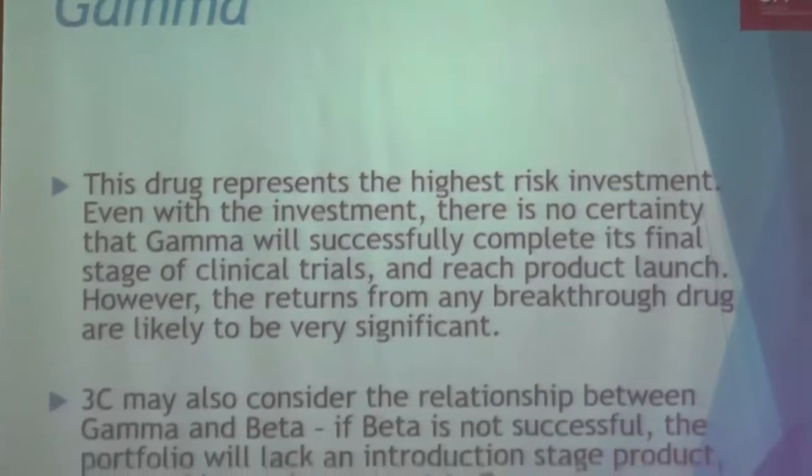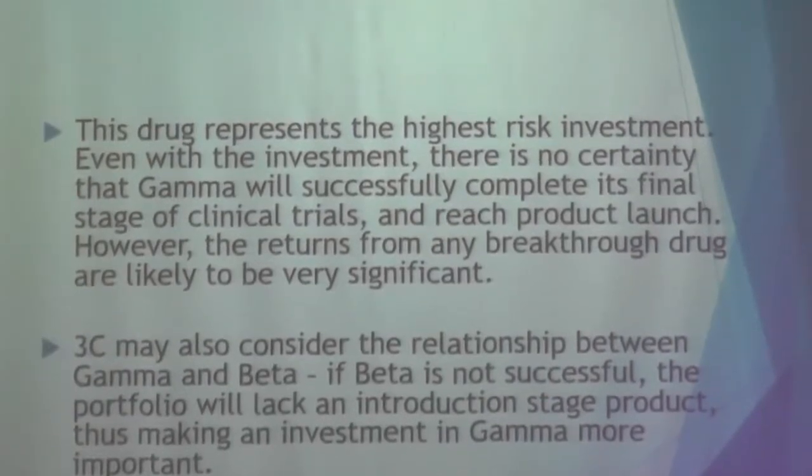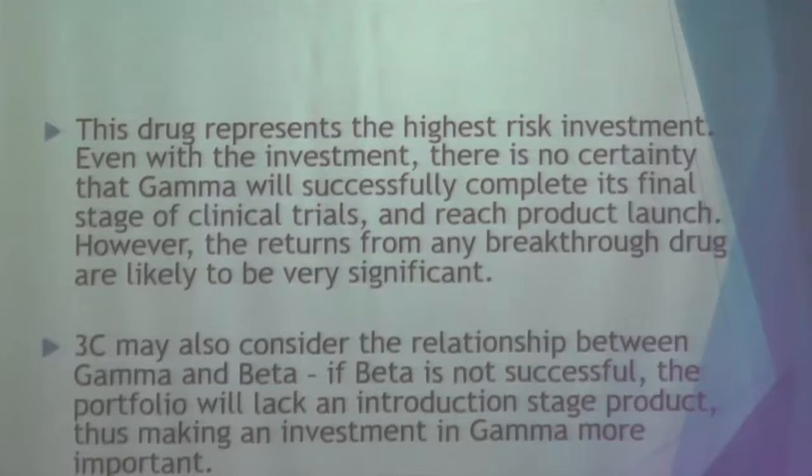3C may also consider the relationship between Gamma and Beta. Now this is like the conclusion. So this is the final conclusion, although I was unable to write it down under a conclusion heading. If Beta is not successful, the portfolio will lack an introduction stage product. If you don't have Beta, you don't have a product in the introduction stage, thus making an investment in Gamma more important.